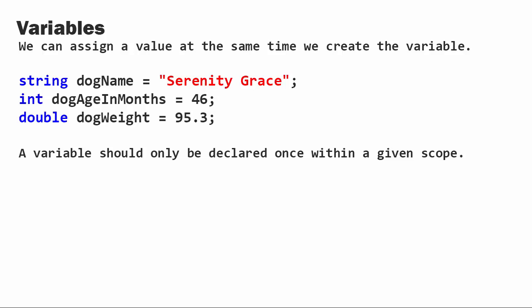So I can create a variable such as string dogName equals and assign it the value Serenity Grace. A variable should only be declared once within a given scope. So I wouldn't want to redeclare that variable. Instead, I would simply use the variable without the word string. But we always have to declare a variable first before you use it.